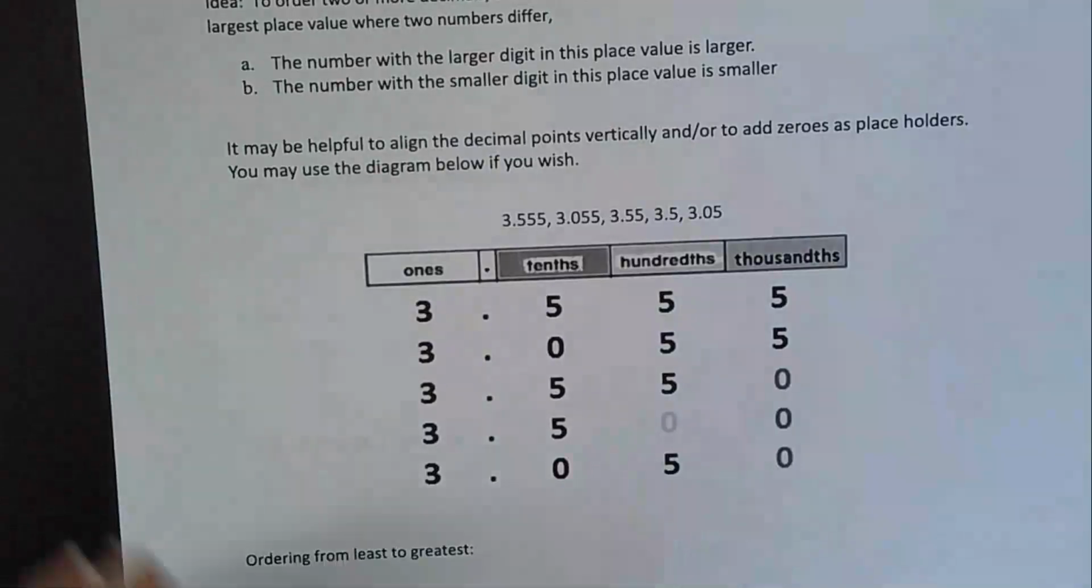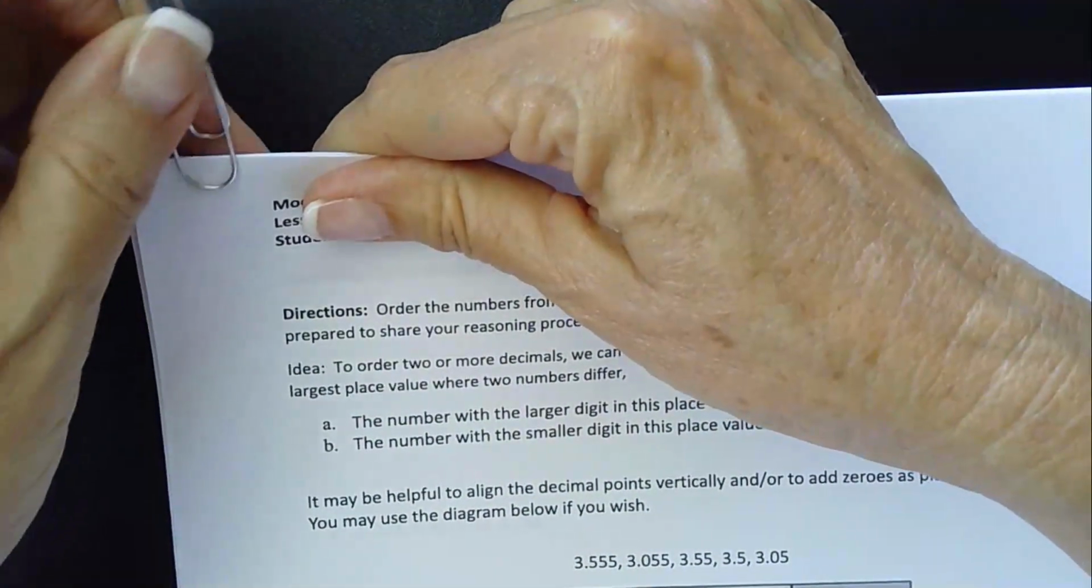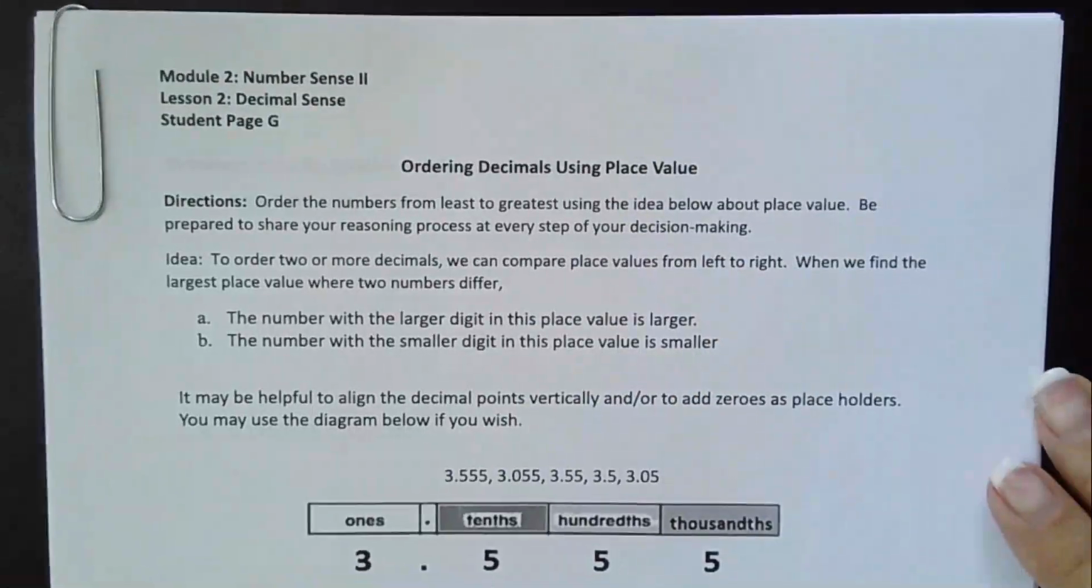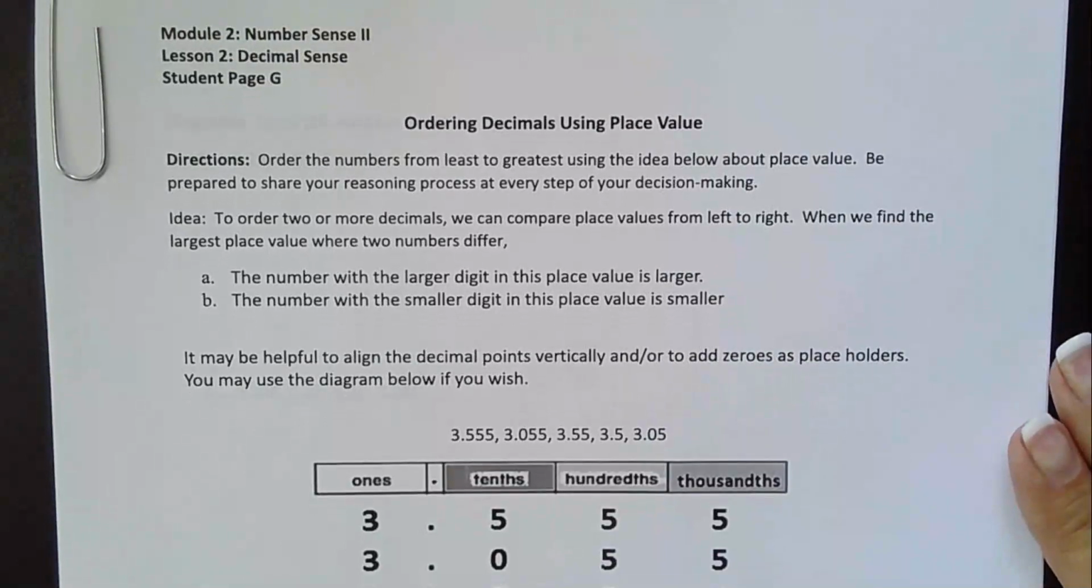Okay, next we have more ordering decimals. So order the numbers from least to greatest, and sometimes they do say greatest to least, so always be sure you read the directions carefully.